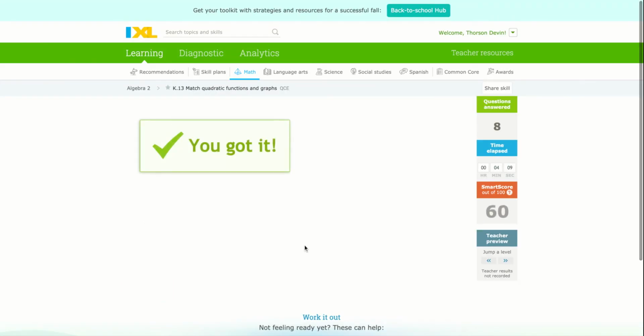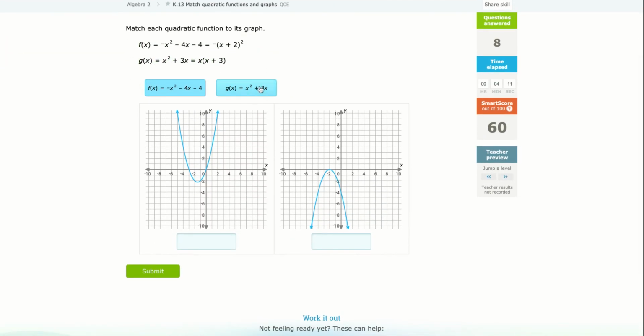So don't confuse that. But here, again, x-intercepts. This has one x-intercept, so that f function I know is this one right here because it only had one. This has two x-intercepts. It has an x-intercept of 0 and an x-intercept of -3.